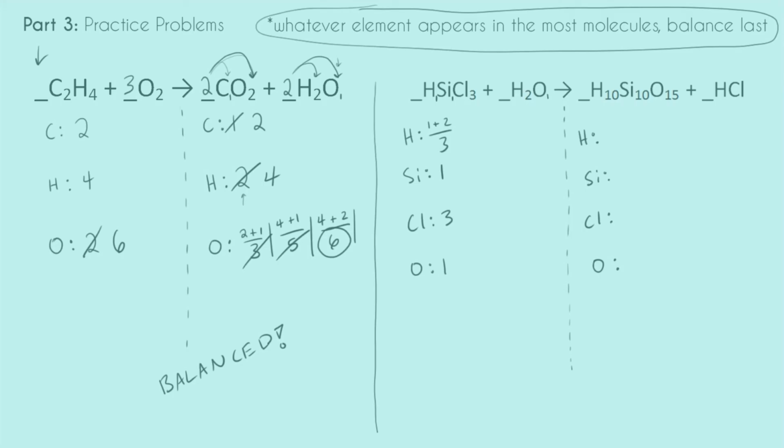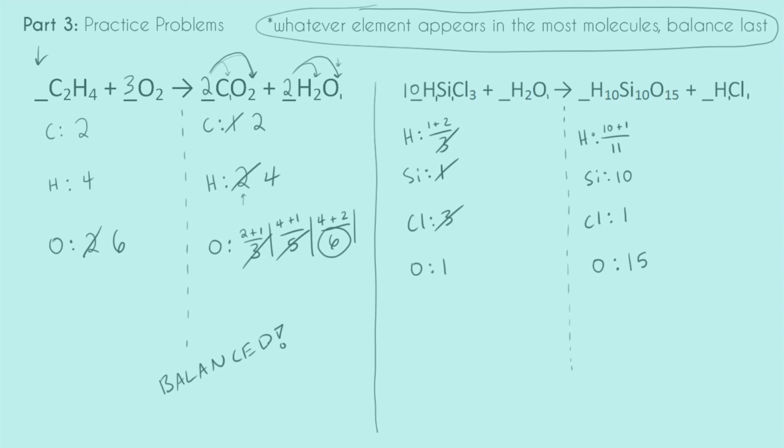And then on the right-hand side, for hydrogen, I have 10 plus 1, so 11. For silicon, I just have 10, chlorine, I just have 1, and oxygen, I have 15. All right, so skipping hydrogen because that appears in all the molecules, we're going to do that last. Let's do silicon. So I have to balance on the left-hand side by making this coefficient 10. And so instantly cross out anything that coefficient affects. So it affects hydrogen, silicon, and chlorine. Now let's go through and balance.